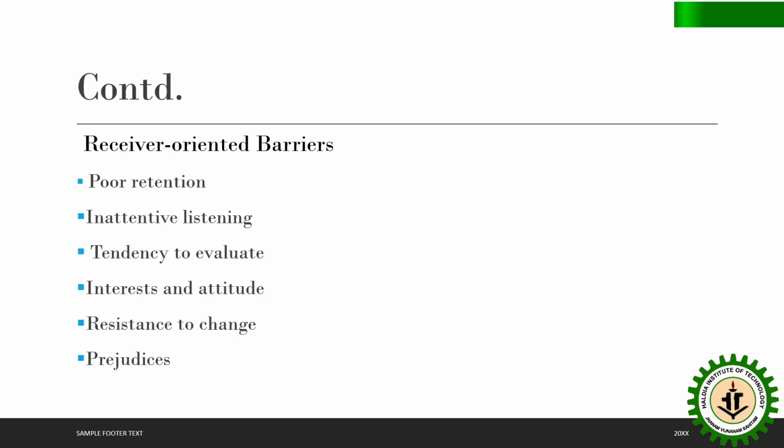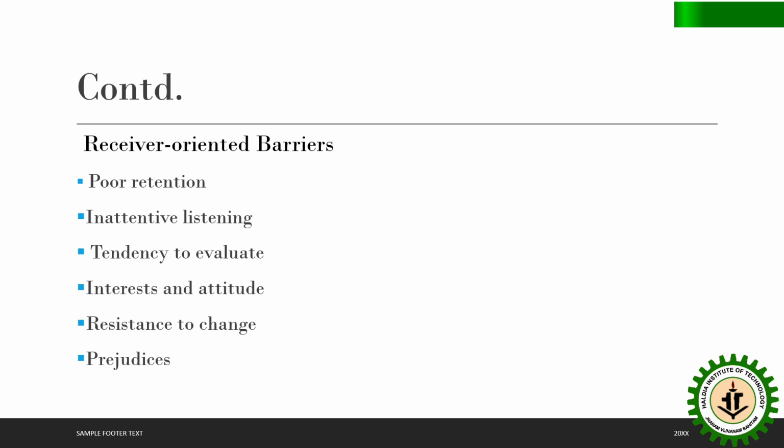Then receiver-oriented barrier. Now, mostly we miss out some important information because we do not listen carefully. And it also occurs because of inattentive listening. And sometimes this kind of inattentive listening occurs because of the tendency to evaluate. Like I talked about the pronunciation part. Sometimes, we pay so much attention to the wrong pronunciation, and we say, oh my God, look at the pronunciation. What is he saying? But instead of doing that, if we pay attention to what the person is trying to tell, that will be more beneficial, right?